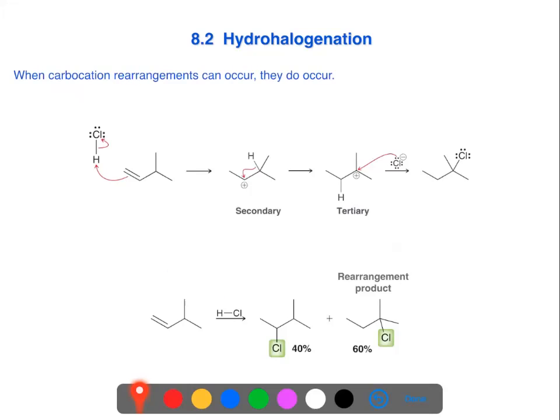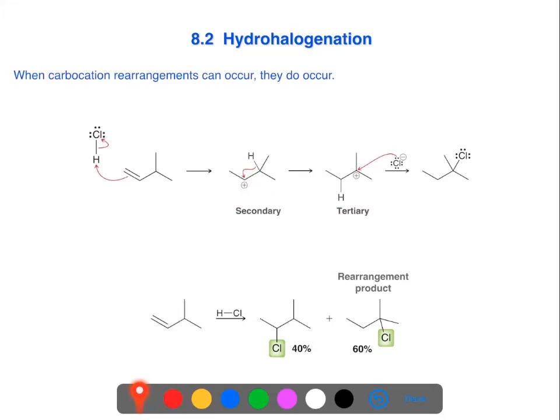Now, when carbocation rearrangements can occur, they do occur. So similar to what we've seen previously, if we generate in that first proton transfer step, as in this example, a secondary carbocation, this system will undergo rearrangement to form the tertiary carbocation. So you can see there's a hydride shift. That hydride shift will result in the tertiary carbocation, which will undergo attack by the halide.